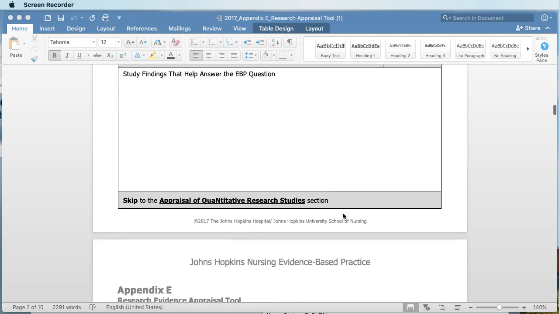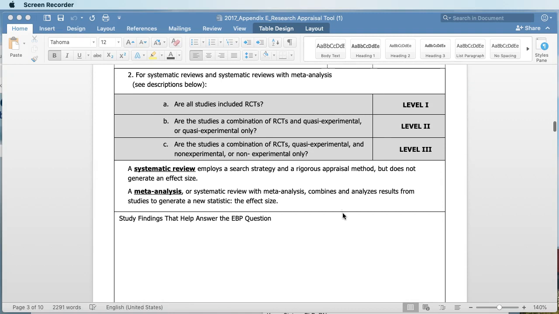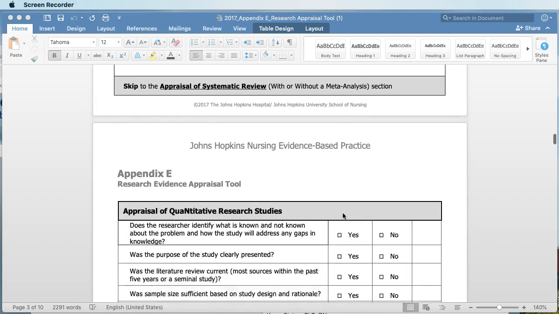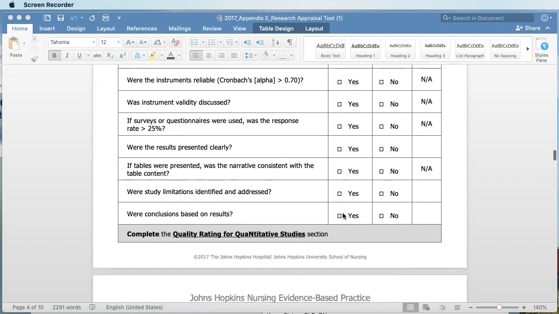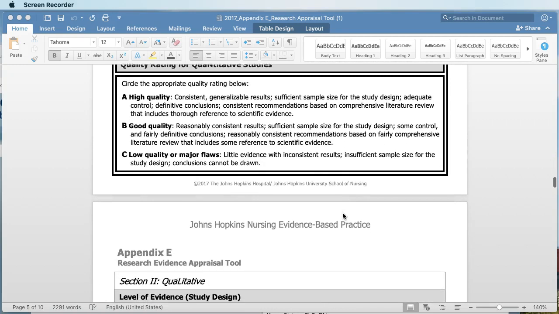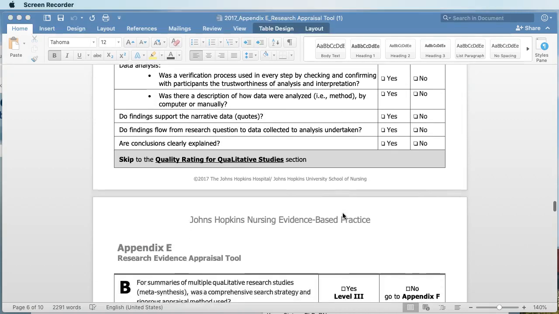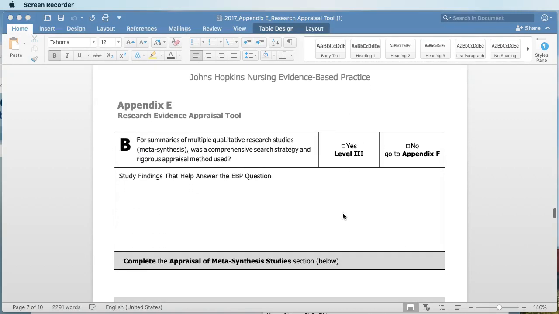You use it the same way you would use any kind of algorithm. You answer the first question, and based upon your answer to the first question, it takes you to another point in the document. So be very clear as you're working on this that you will not answer every single page.